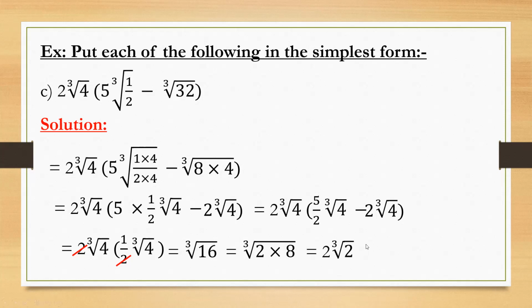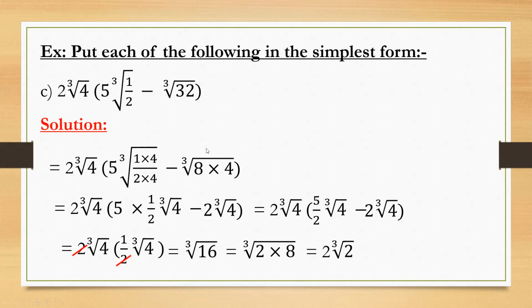Okay, again, I have a question. 2 cubic root 4 multiplied by 5 cubic root 1 over 2 minus cubic root 32. First, I can make the half a fraction that has a cubic root. So I multiply by 4 up and down. It will be 4 over 8. 8 has a cubic root, so 8 will be 2, but I'll put 4 as it. So 5 multiplied by half. Why half? Because the 8 in the cubic root will be 2, and put 1 and keep cubic root 4 minus cubic root 32.